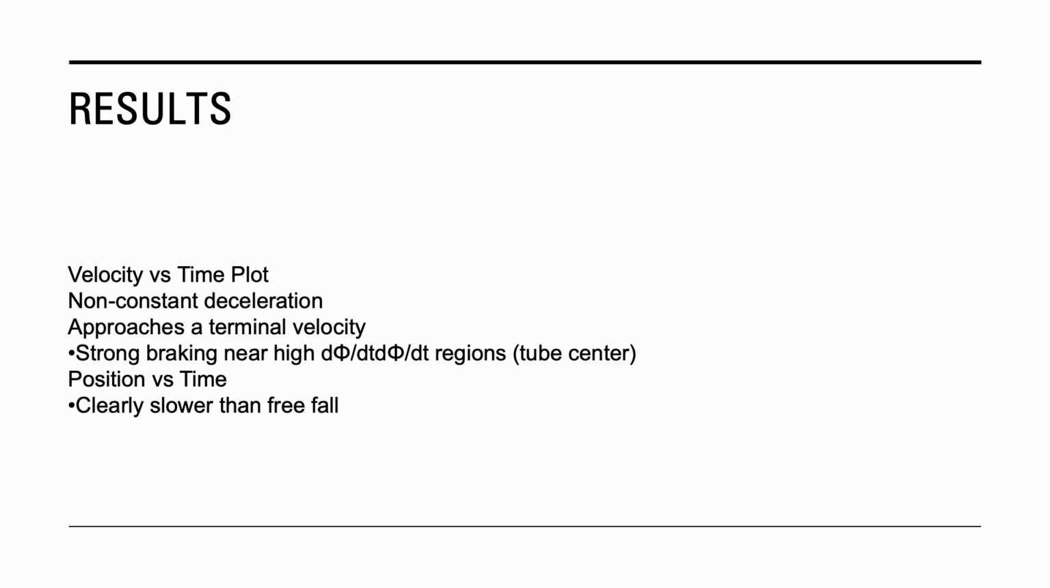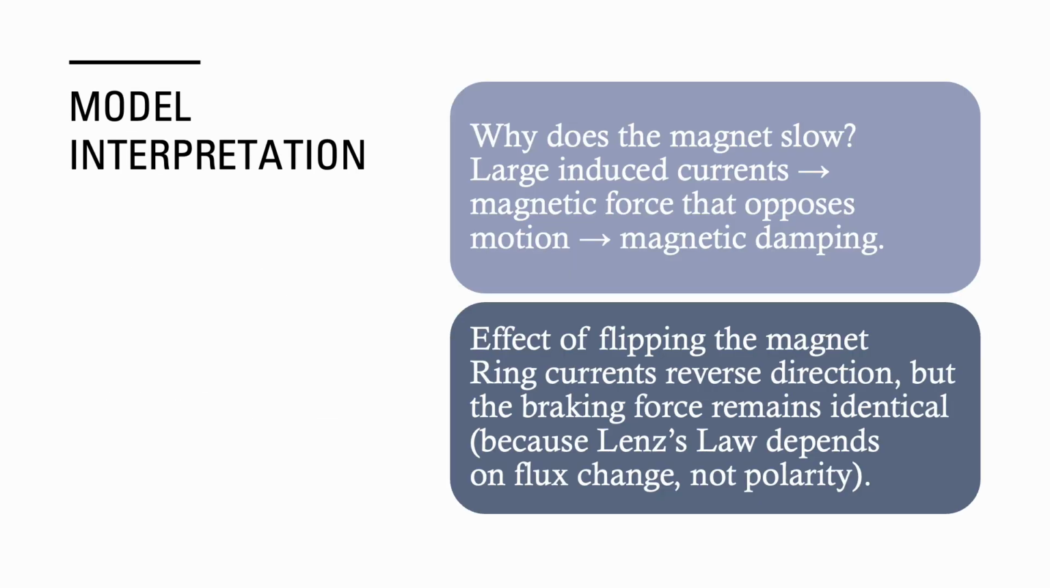The velocity time graph shows that the magnet does not accelerate uniformly. Instead, as the induced currents grow, they create an upward magnetic force that reduces the acceleration. Eventually, the magnet approaches a terminal velocity where the magnetic force and gravity roughly balance. The position time plot also shows the motion slowing compared with free fall. The model clearly demonstrates the magnetic braking effect.